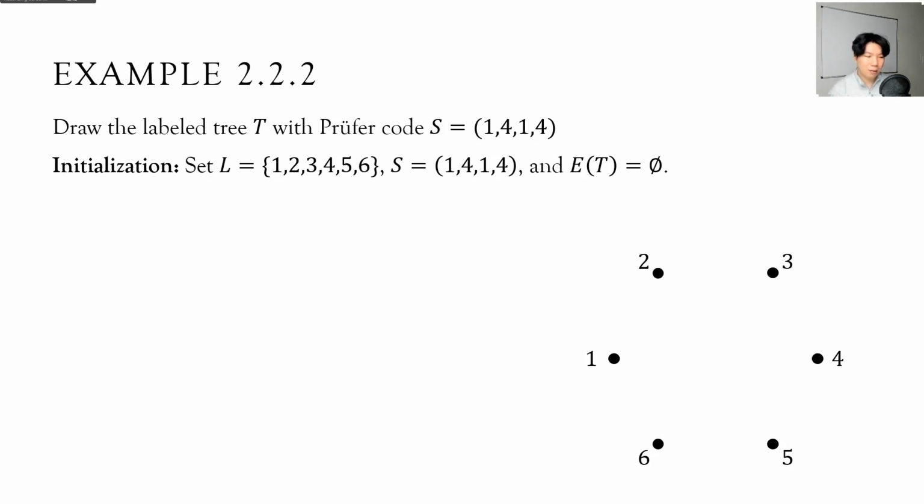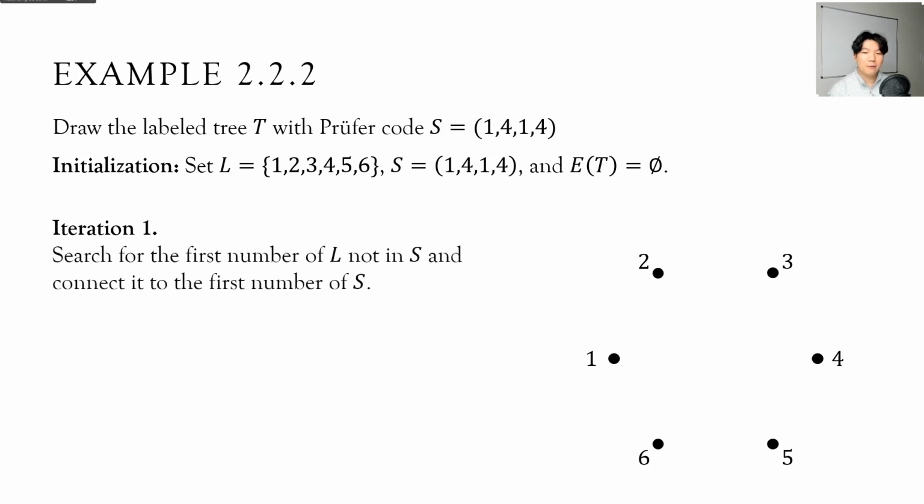If I want to follow my algorithm, iteration 1 says I look at L and S. Within L, I search for the first number that is not in S, and I connect it to the first entry of S. So if I look at L, I have 1, 2, 3, 4, 5, 6. Starting from left to right, I want to go ahead and see what is the first entry that is not in S. So 1 is definitely in S. Next one, 2. 2 does not appear to be a part of S. So I'm going to go ahead and circle that for us. And then the first entry of S is 1.